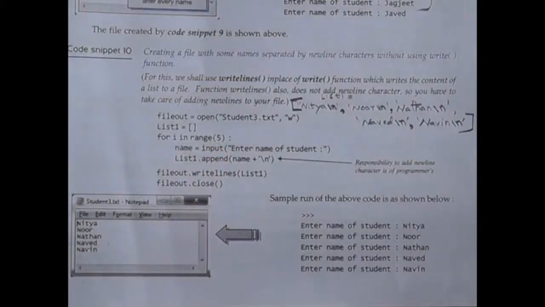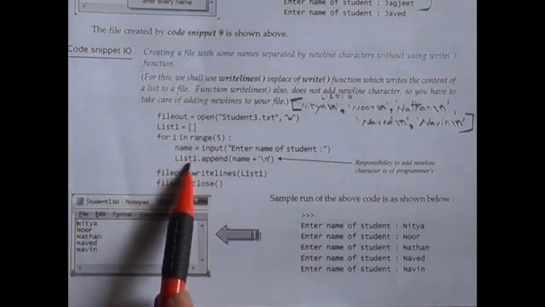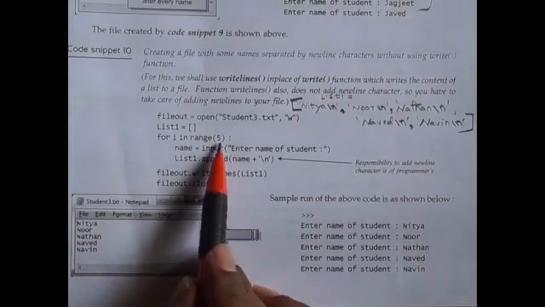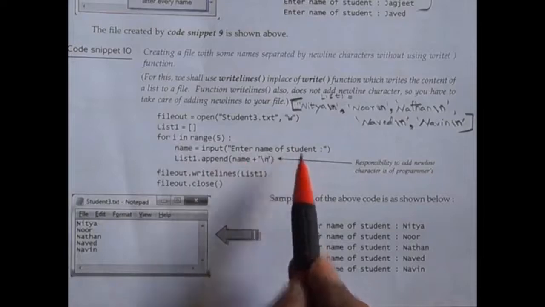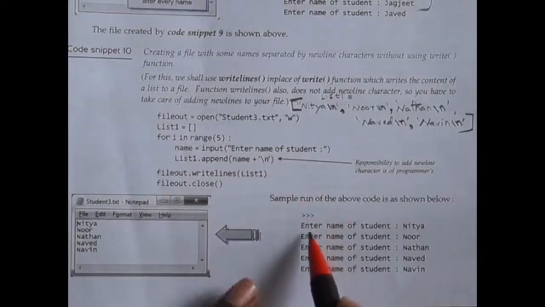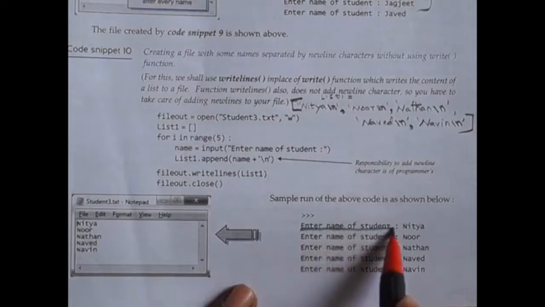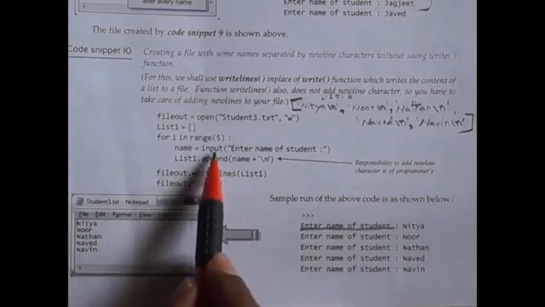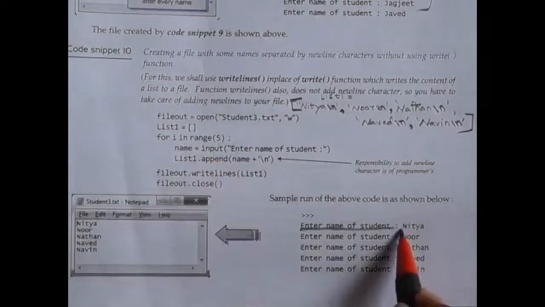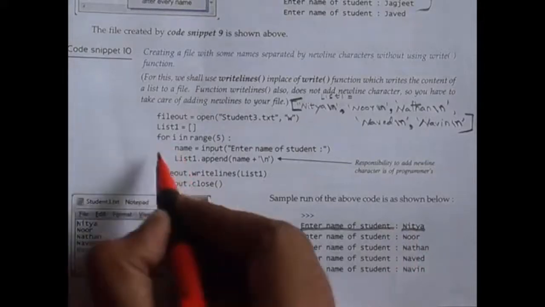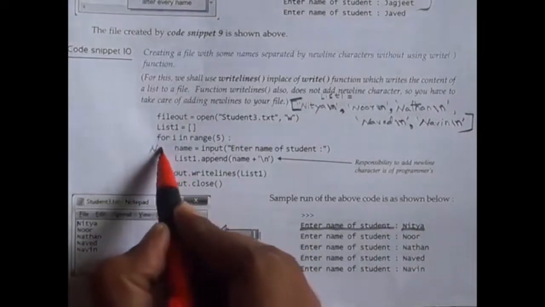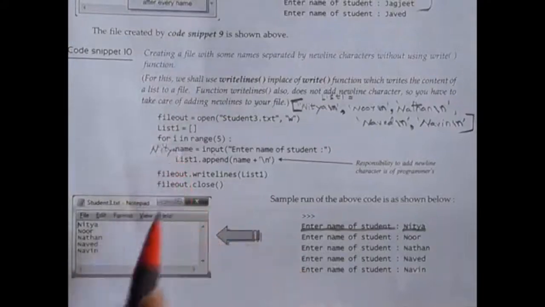Then what is the action block of the for loop? From here to here. So this action block will be executed 5 times. For the first loop, it will ask enter name of student, and enter name of student will be printed. It will ask you for keyboard input, and you are giving Nitya as keyboard input. Then this Nitya will be saved in name. The name value is Nitya.